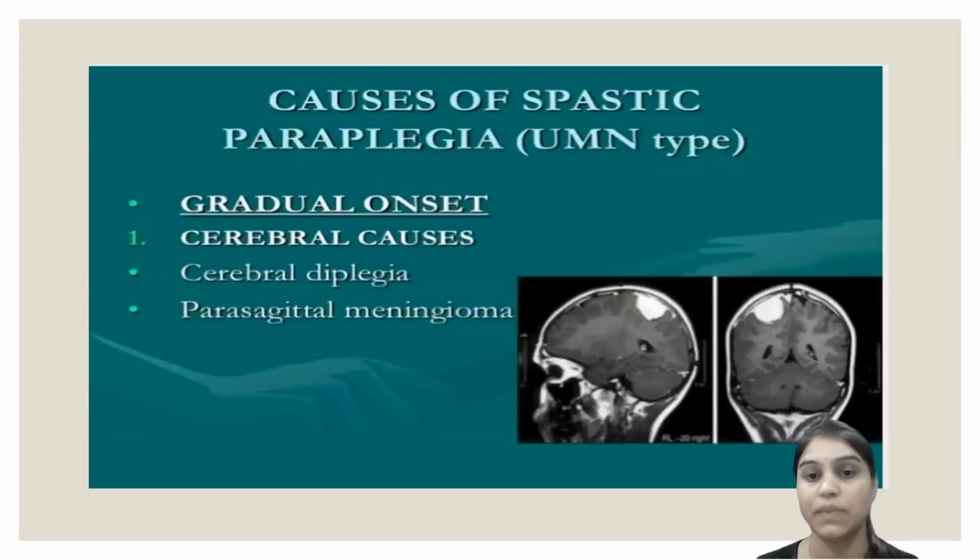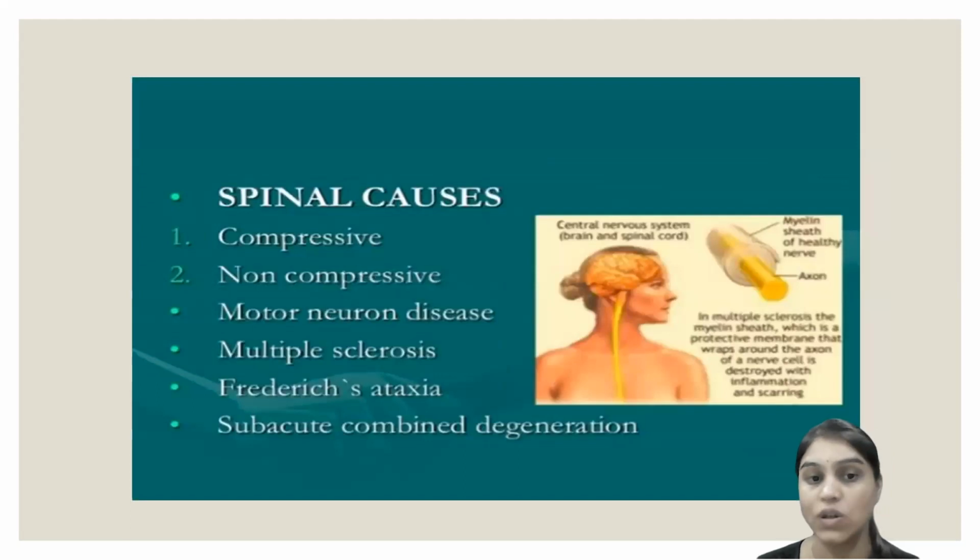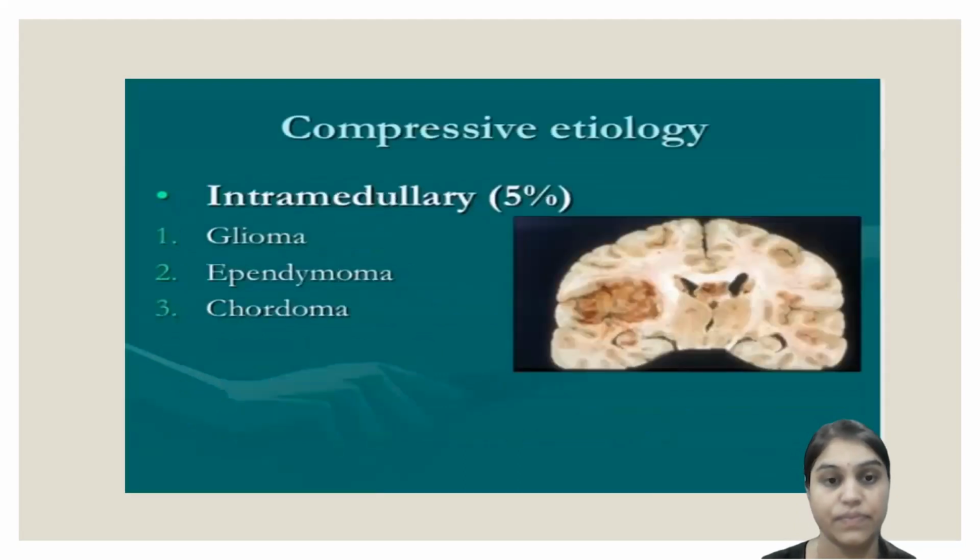Causes of spastic paraplegia, upper motor neuron type. Gradual onset. First, cerebral causes: cerebral diplegia, parasagittal meningioma. Spinal causes: first, compressive; second, non-compressive. Non-compressive causes include motor neuron disease, multiple sclerosis, Friedreich's ataxia, subacute combined degeneration. Compressive etiology: intramedullary, 5%. First glioma, second ependymoma, third chordoma.